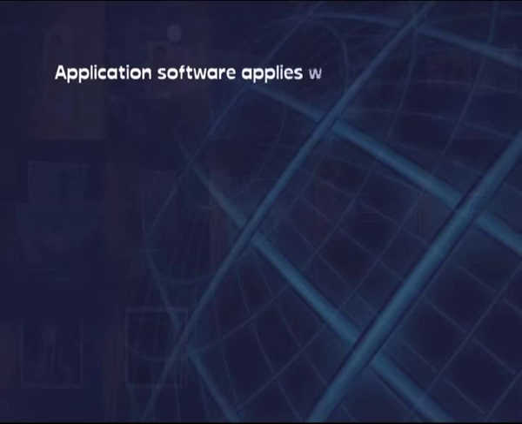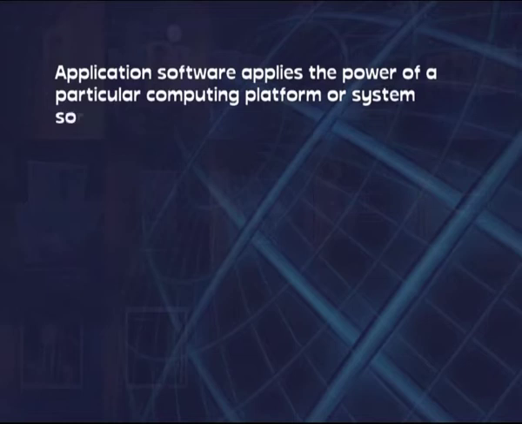Application software is contrasted with system software and middleware, which manage and integrate a computer's capabilities but typically do not directly apply in the performance of tasks that benefit the user. The system software serves the application, which in turn serves the user. Application software applies the power of a particular computing platform or system software to a particular purpose.